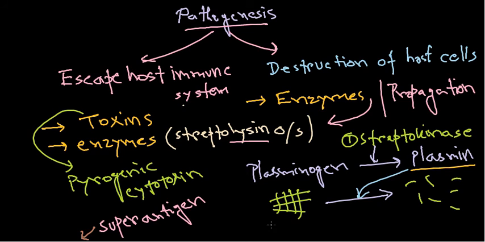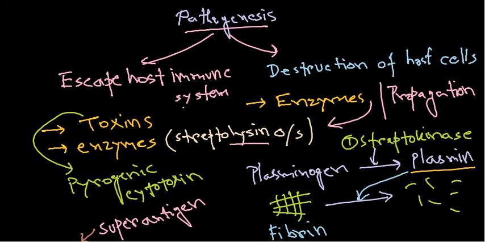Now we know that this is fibrin. Fibrin is a protein network that helps the mammalian cells to maintain their structure. Now if the bacteria degrade this fibrin clot or fibrin network, it will disintegrate the mammalian cells, and it can spread intracellularly or extracellularly from one place to another. So that's the one strategy for the propagation.